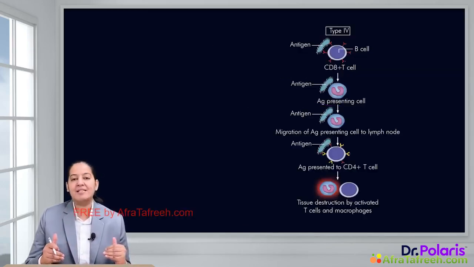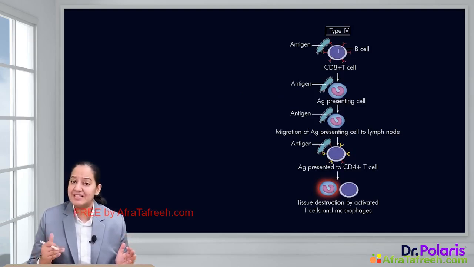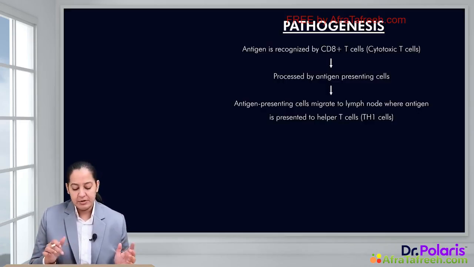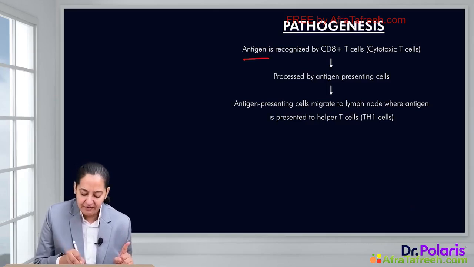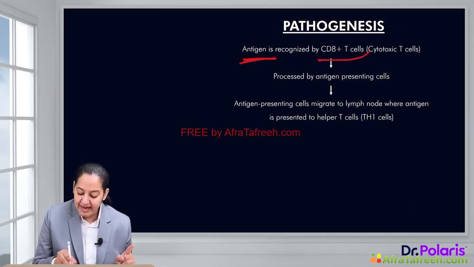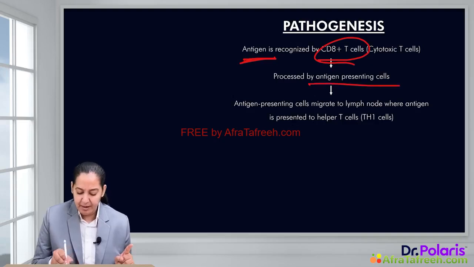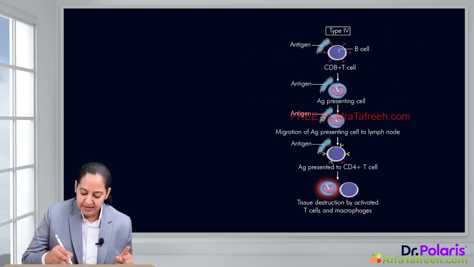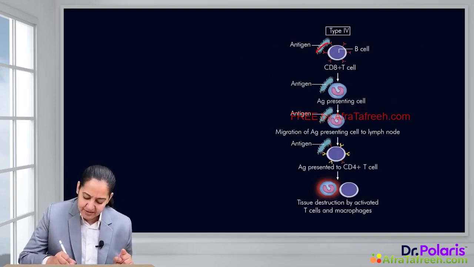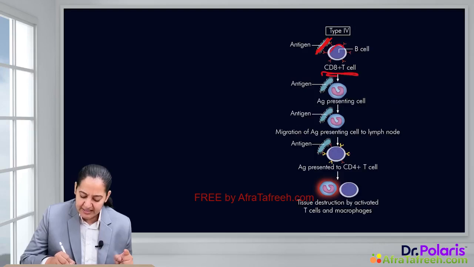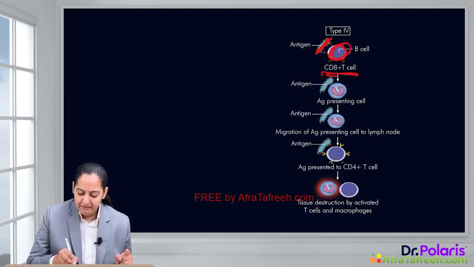So the complete mechanism, the pathogenesis, is shown in this diagram. We will be discussing the complete pathogenesis step by step in detail. So let me start the steps in this diagram. The first step, as soon as the antigen comes, it is captured by CD8 T cells, that is cytotoxic T cells, and they are processed by the antigen presenting cell. You can see this is the antigen. Here the antigen is a non-degradable antigen.